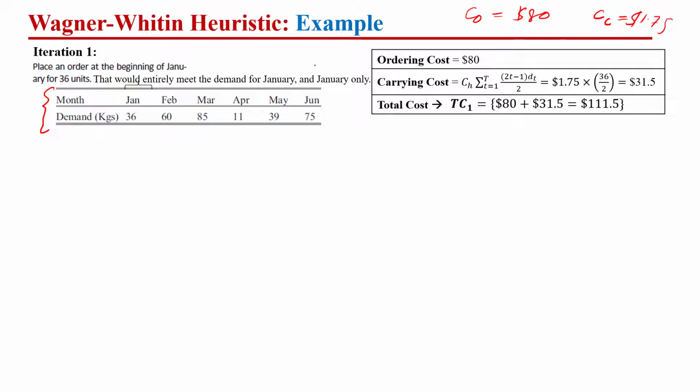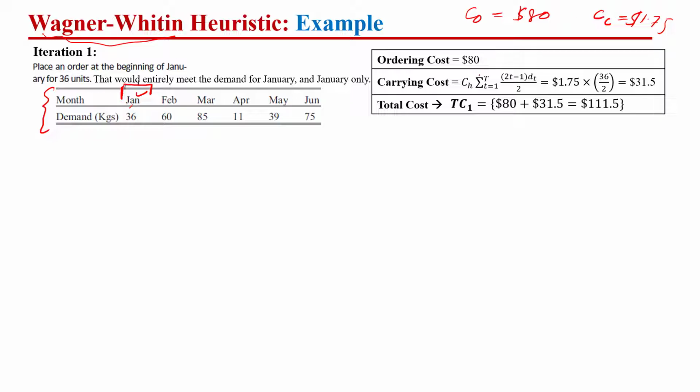Right? So first of all, in the first iteration, as we have seen, the Wagner-Whitin algorithm solves the entire problem period-wise, which means breaking down the entire planning horizon into one period, then two, and then three. In the first iteration, the planning horizon is 1, which indicates that we are going to meet the demand of January by ordering at the start of January exactly 36 units. Based on that, we are going to calculate the total cost.